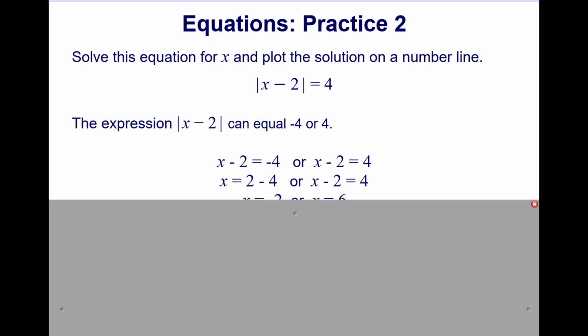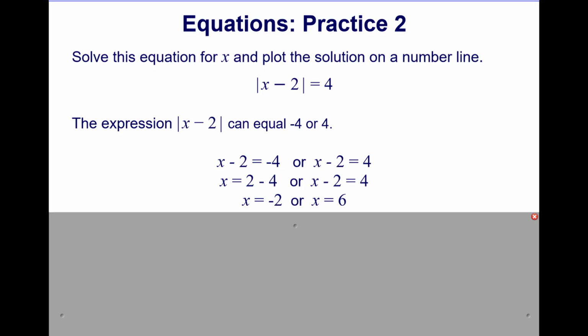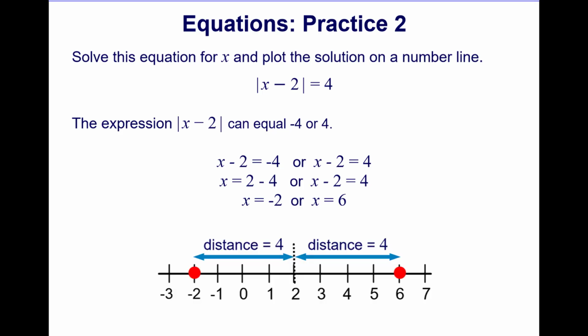Using our basic Algebra 1 procedures, we determine that x is equal to negative 2, or x can equal 6. Plotting those points on a number line, here we have x is equal to negative 2. Here we have x is equal to 6. Notice that both of those numbers have a distance of 4 from the number 2. They're 4 units away from the number 2.